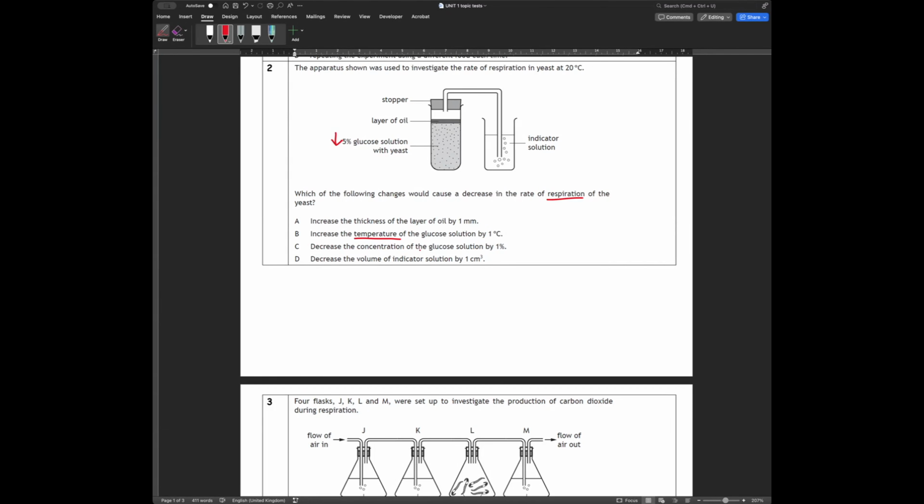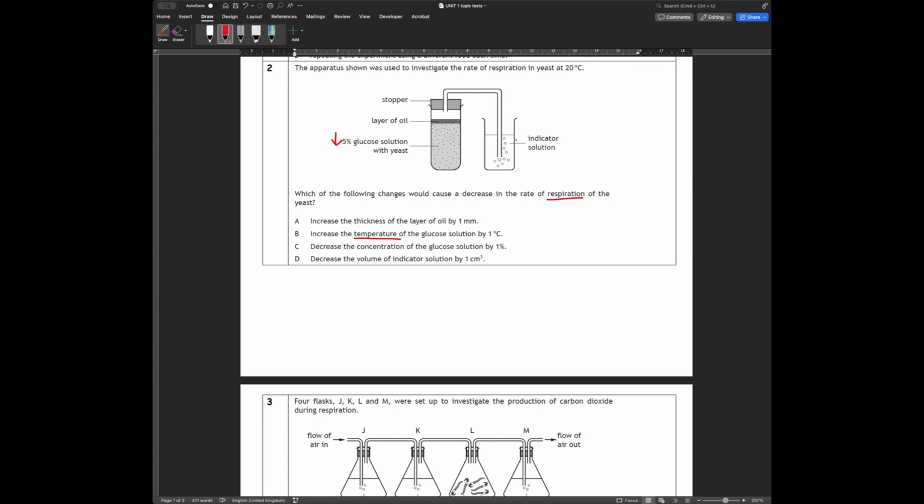C, decrease the concentration of the glucose solution by 1%. Well, that chimes with what we suggested earlier on about the glucose going down. So we'll keep that as a possibility. And D, decrease the volume of indicator solution by 1 centimeter cubed. Again, that's not really going to have any significant effect there. Less indicator solution, and that indicator solution is indicating the carbon dioxide that's released in this process. So there'll be a colour change, but I don't think the volume of that will have any real impact on the rate of respiration.